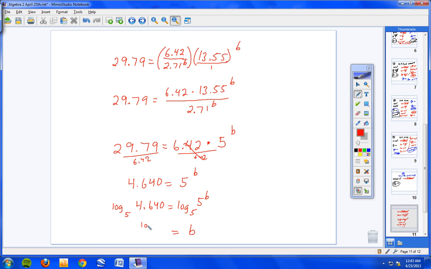And this is a calculator problem. We have log of 4.640 divided by the log of 5. Now let's see what we get when you type that in. So log of 4.640, close the parentheses, divided by log of 5 is going to give you 0.9536. So 0.9536 equals B. All right, 0.9536.